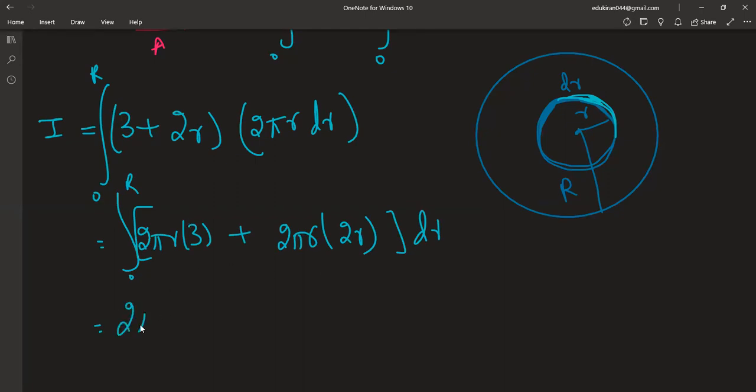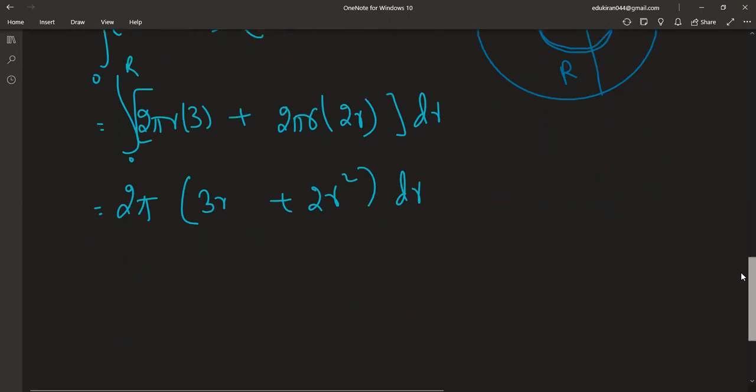Let's take 2 pi common from here. What is left from here? 3r plus 2r square, dr. Now this is clear, Shahid? This is better, no? Yes, ma'am. Okay. So now you will be able to solve this.